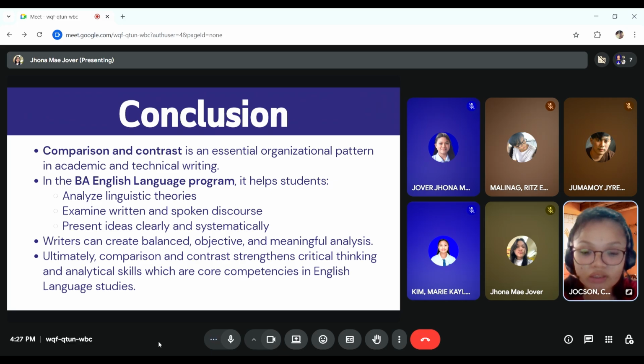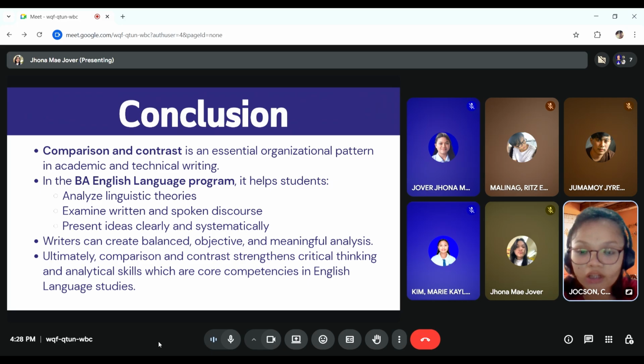Moreover, this organizational pattern strengthens critical thinking. It trains students to evaluate information carefully, avoid bias, and apply consistent criteria. These skills are essential not only in academic writing, but also in research, thesis writing, and professional communication. Ultimately, comparison and contrast enhances clarity, depth, and analytical precision, which are core competencies in English language studies. By mastering this pattern, BAL students become more effective writers, researchers, and language analysts.